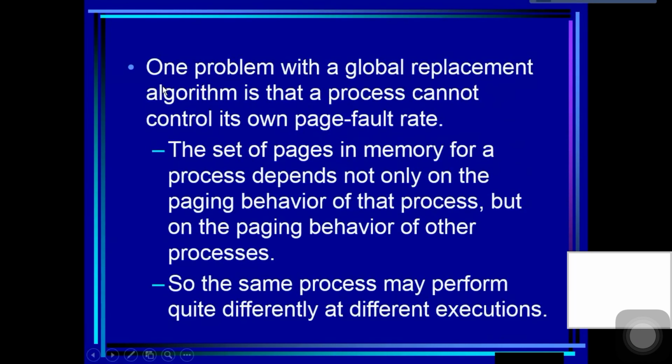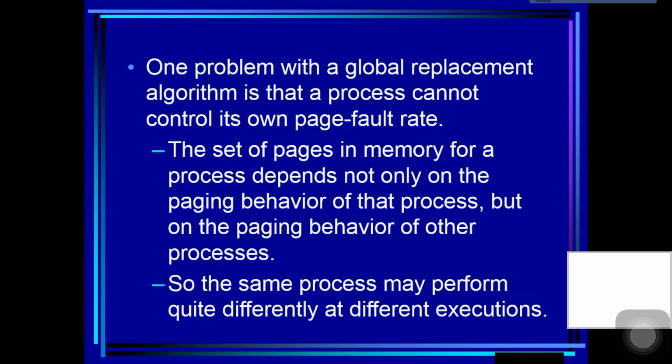One problem with a global replacement algorithm is that a process cannot control its own page fault rate. The set of pages in memory for a process depends not only on the paging behavior of that process, but also on the paging behavior of other processes. Therefore, the same process may perform quite differently because of totally external circumstances. Such is not the case with a local replacement algorithm.